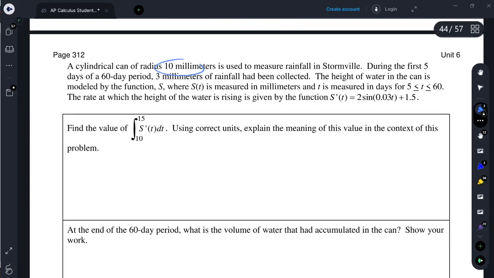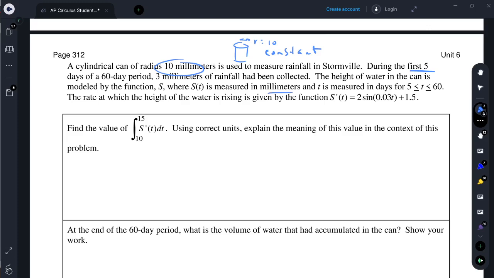Now, let's be careful about that. If I have a cylindrical can with a radius of 10 millimeters, that r equals 10 is never going to change. That's a constant. We want to make sure we remember that. During the first 5 days of a 60-day period, 3 millimeters of rain has been collected. The height of the water can be modeled by the function s, where s of t is measured in millimeters and time is measured in days, between 5 and 60.